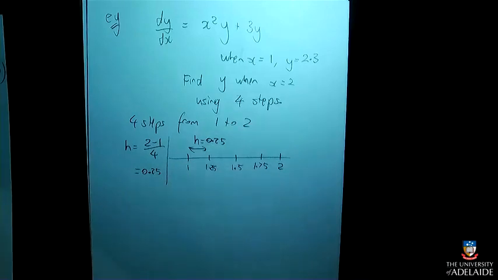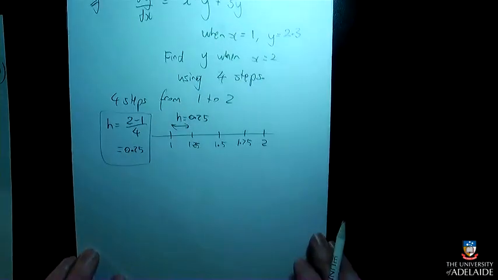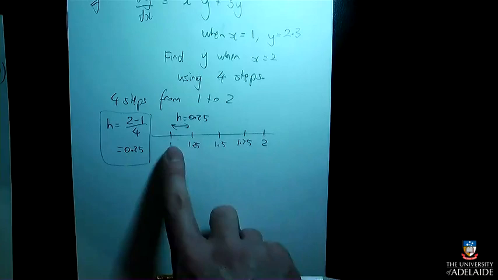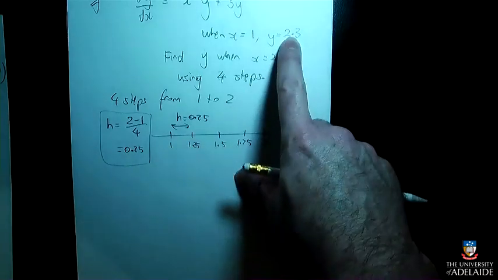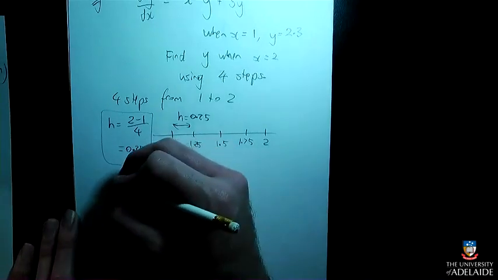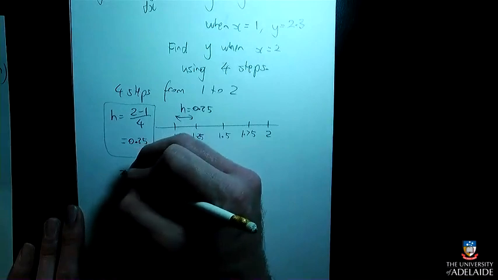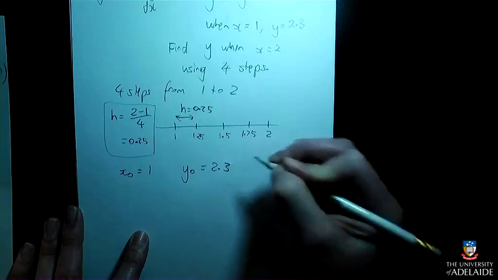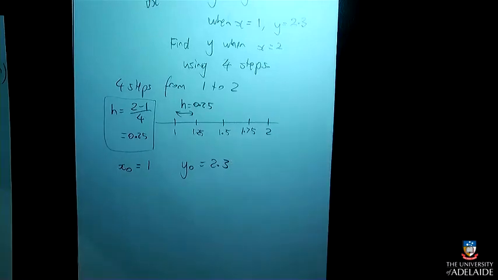Okay. So that was how I figured out what h was. And so what we're going to do is we're going to figure out the value of y at each of these values of x. We know what y is when x is 1, it's 2.3, so we're going to figure out what it is at each of the other values one step at a time. So x naught is 1 and y naught is 2.3. And we can figure out what the slope is at that point.